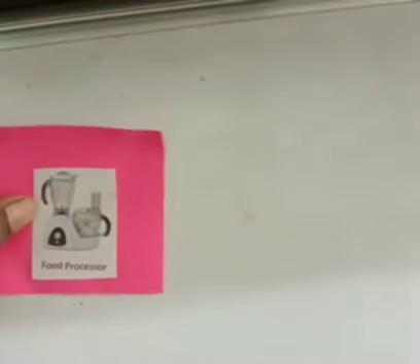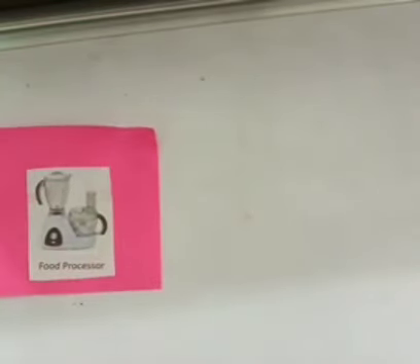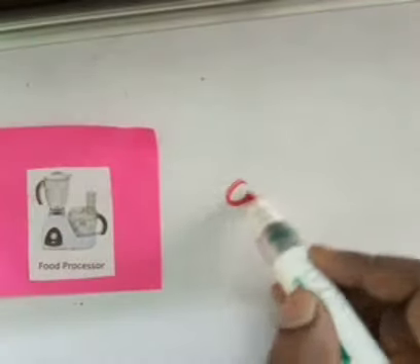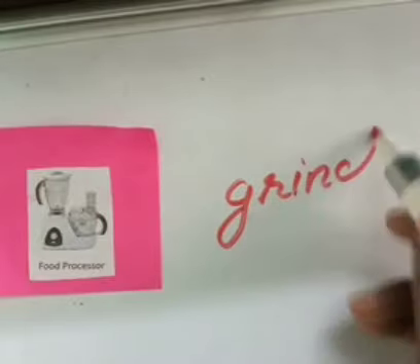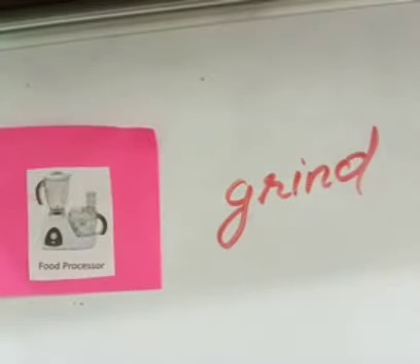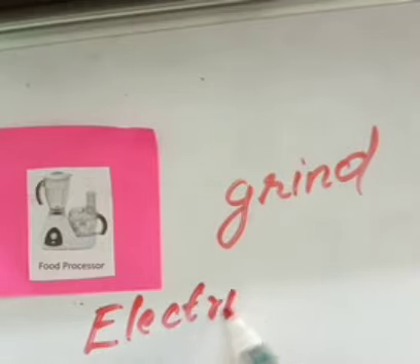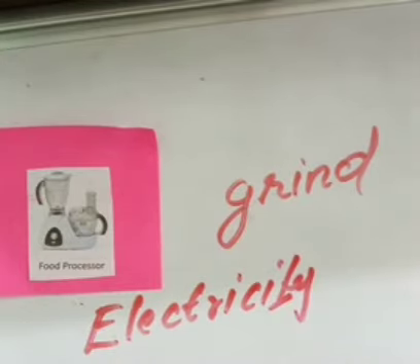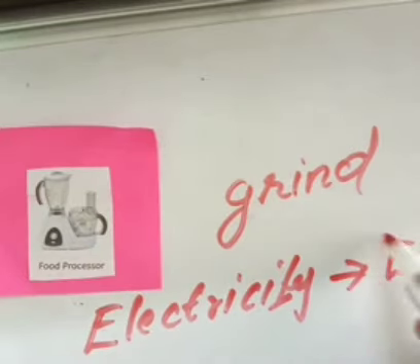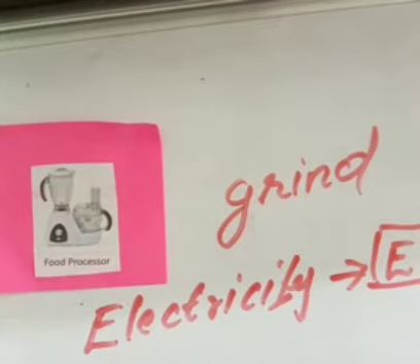What is it children? This is a food processor. We can say it as mixer grinder also. This machine helps us to grind. And this machine also needs which kind of power? Electricity. These machines also need electricity to work. So instead of writing the full spelling, you have to write the first letter E.